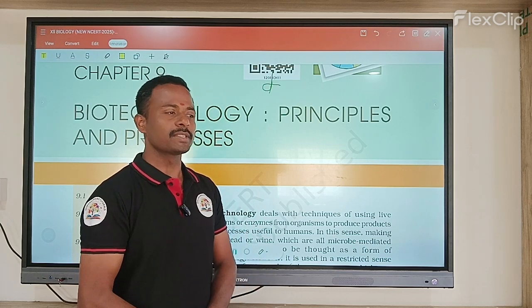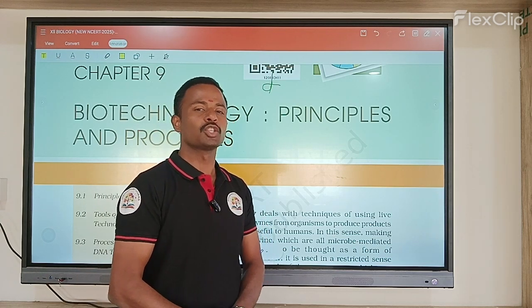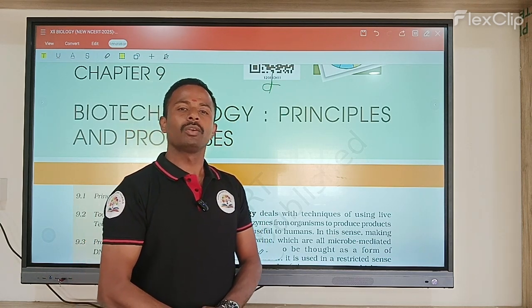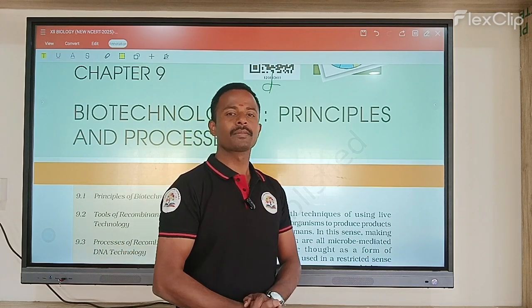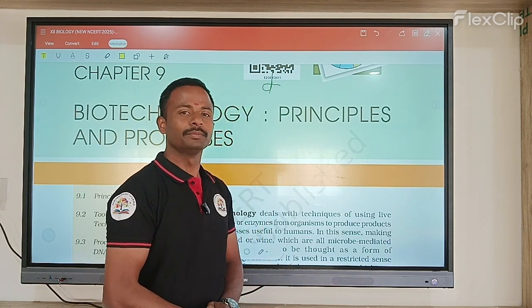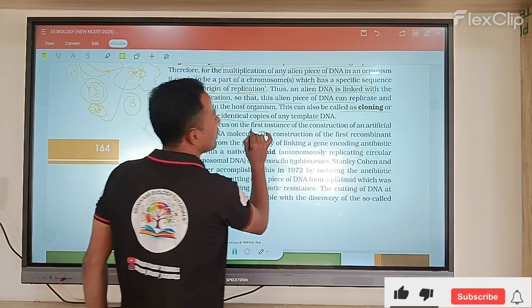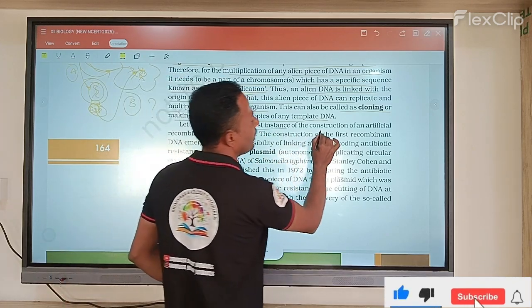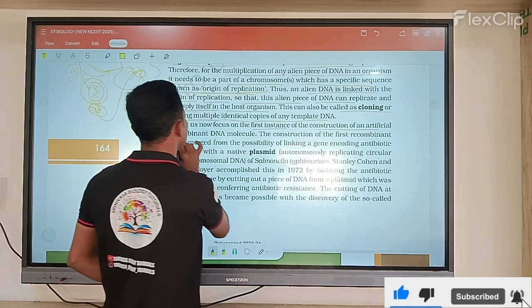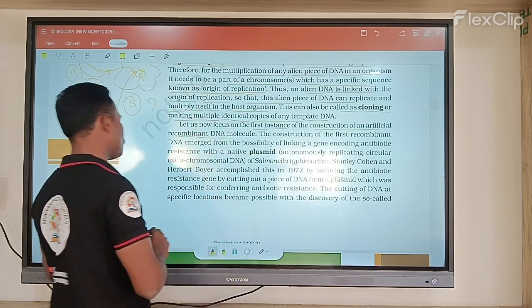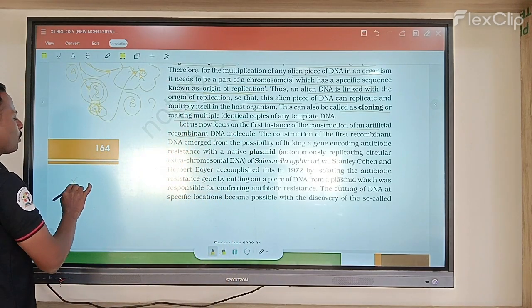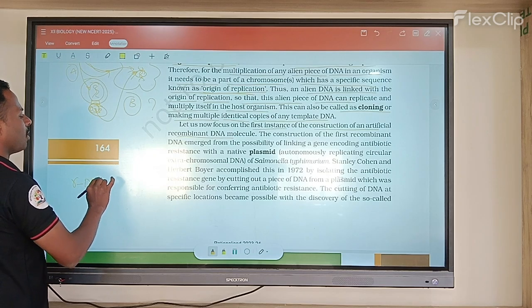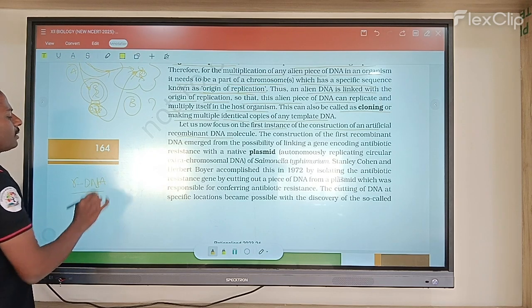For this section, we will discuss NCERT Class 12, the chapter Biotechnology: Principles and Processes, Part 2. Now focus on the first instance of the construction of an artificial recombinant DNA molecule. Artificial DNA means nothing but what? Recombinant DNA, that is called rDNA.